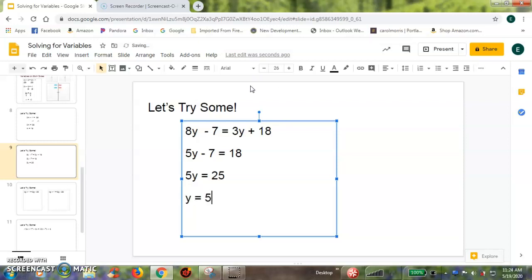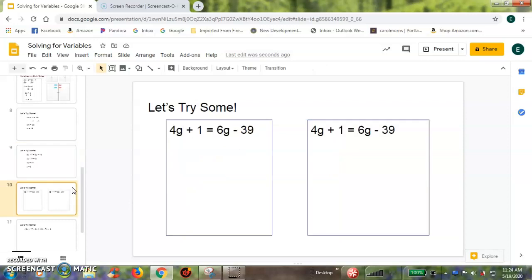And then just to double check that real quick, this would end up being 40 minus 7. So 40 minus 7, that's going to be 33, is equal to, this would be 15 plus 18, and 15 plus 18 is 33. So we have 33 on both sides. So checking it lets me know, yeah, that works.